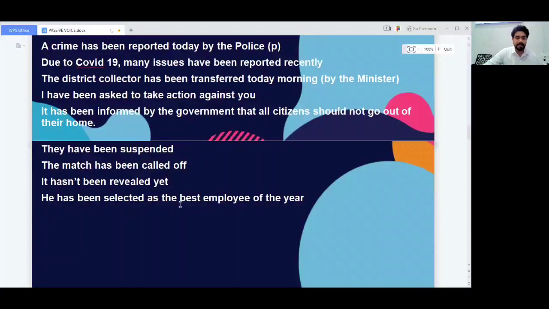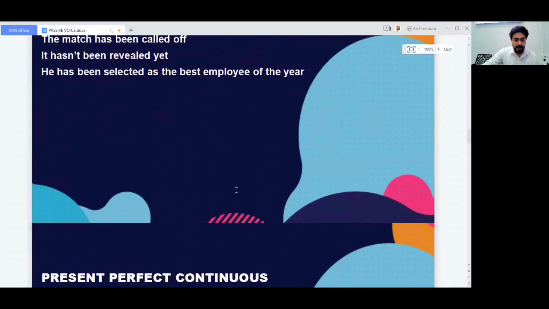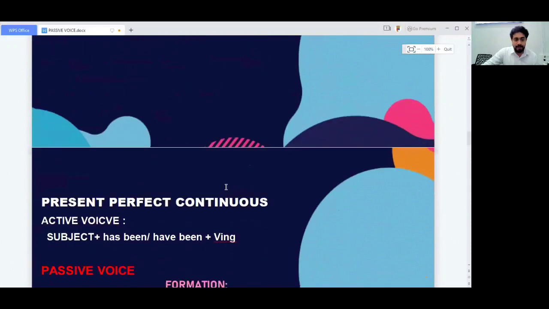So he has been selected as the best employee of the year. So the point is that here the noun is always the object, the action receiver, or the affected one. We don't know who did the action in this passive voice. But if you want, you can bring the action doer or the subject to the end by connecting the word by. Okay, right, that's it.